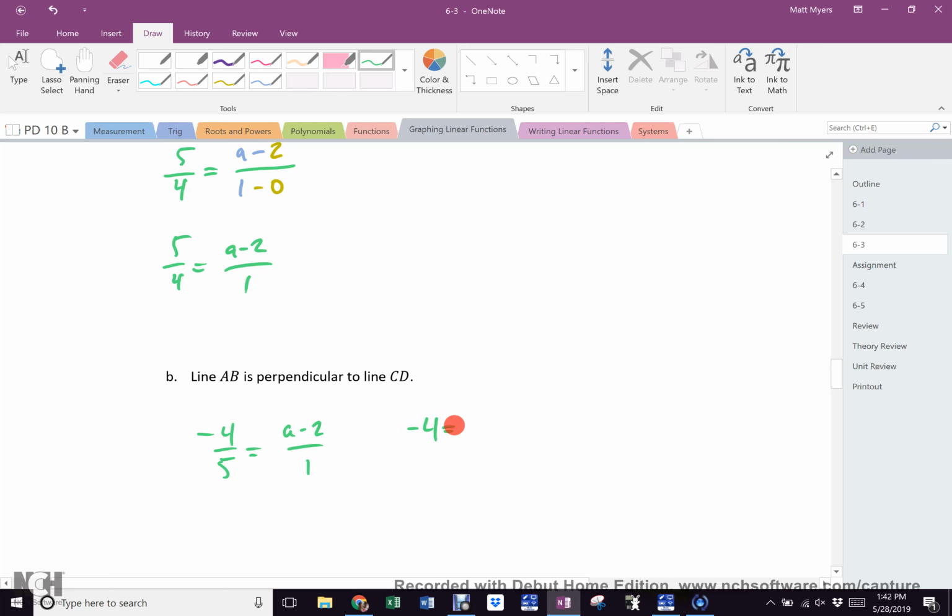Negative 4 equals 5a minus 10. Keep going. 6 equals 5a. How can it be a fraction? Because it can. It's 1 1/5.